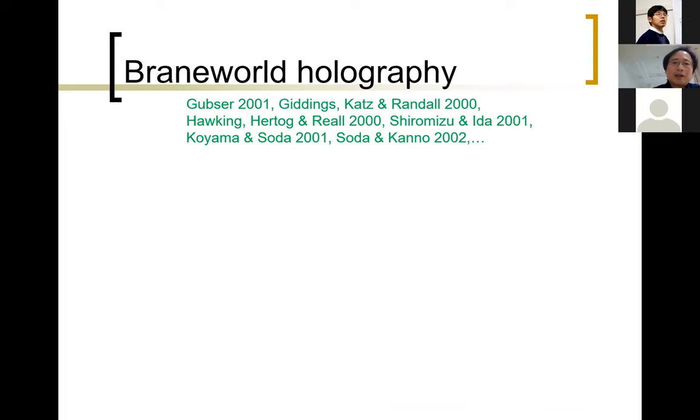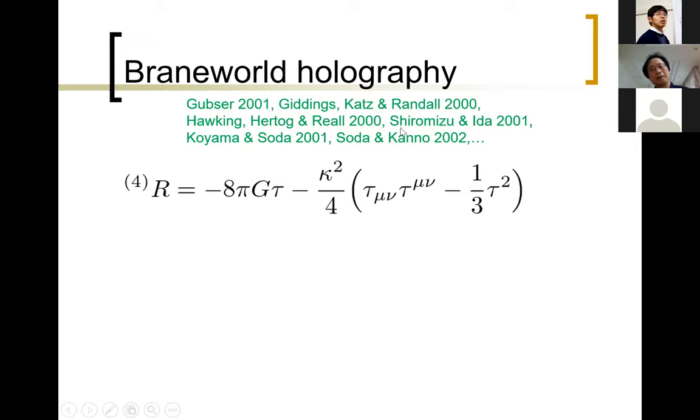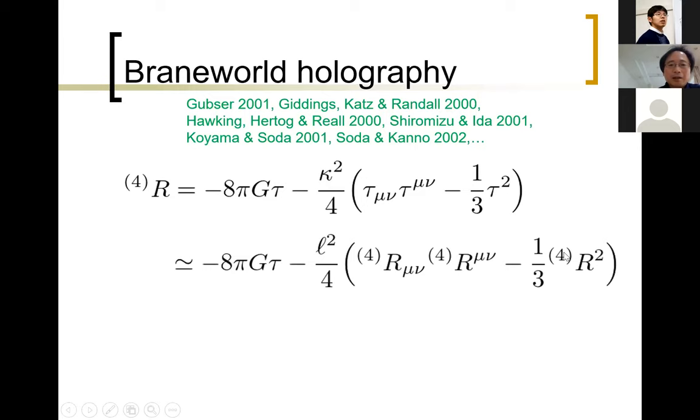This is related to Takayanagi-san's question. We have a holographic aspect in the braneworld model too. People discuss braneworld holography using an effective action. For the moment, I will use the previous four-dimensional Einstein equation. If you take the trace of the previous equations, we can have this formula. Tau is the trace part of T_mu nu. Tau_mu nu is the energy-momentum tensor for the matter on the brane.